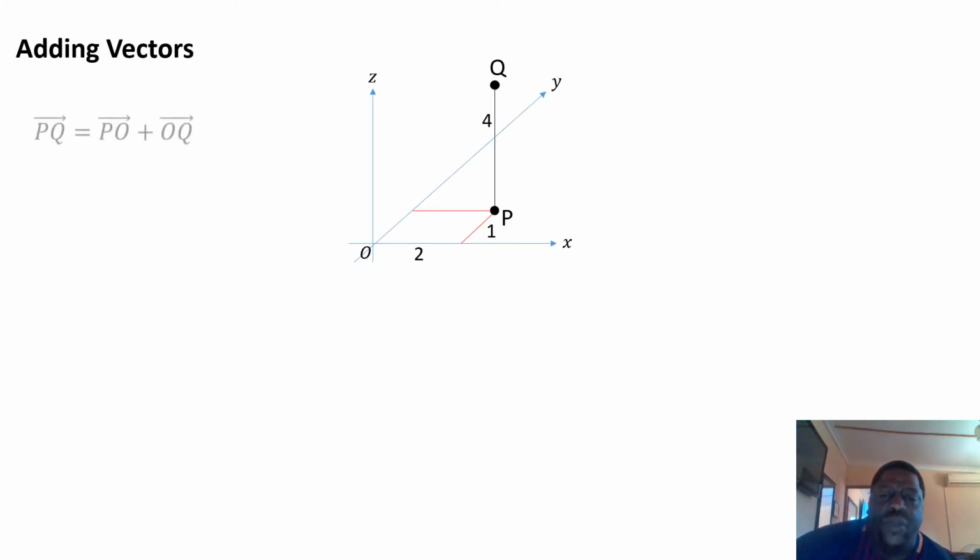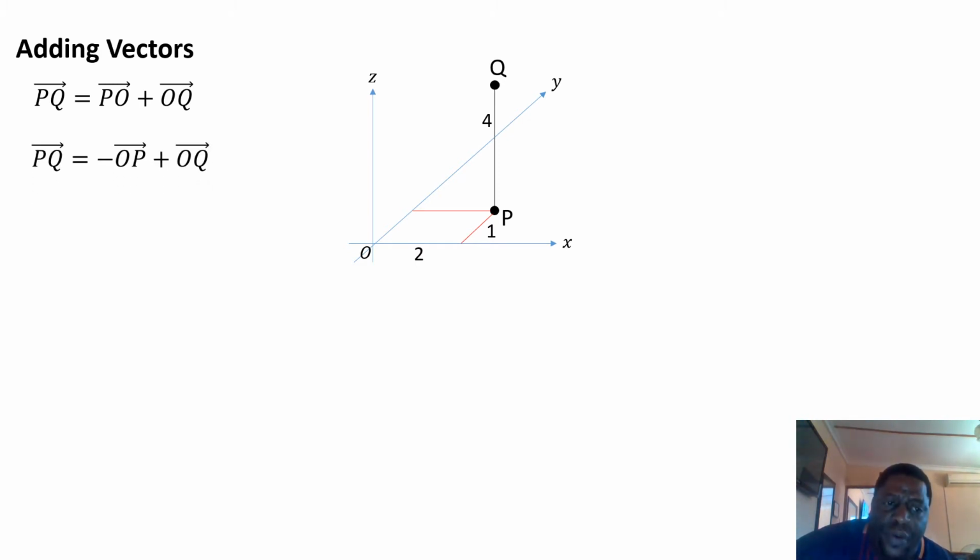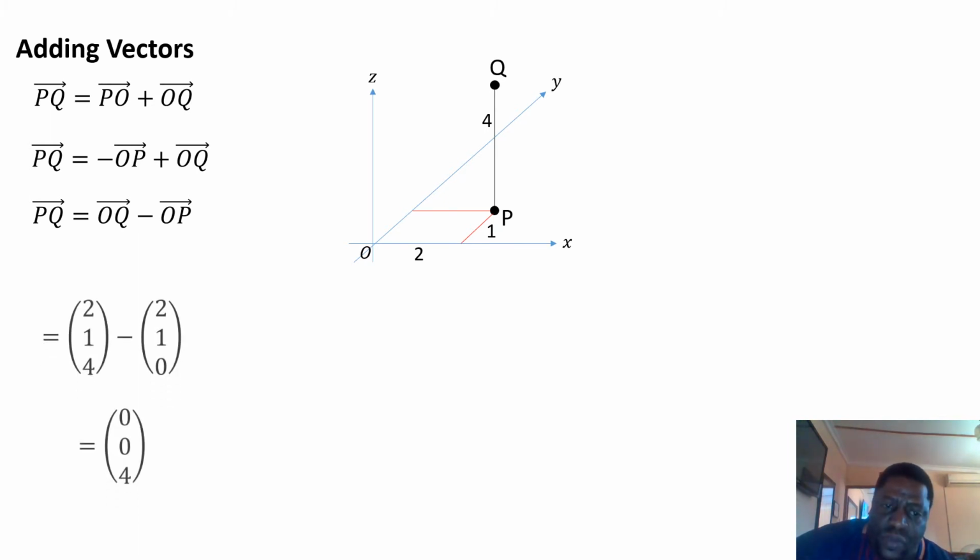All right, so how do we add vectors? So PQ, and we know that adding vectors, P to Q is the same as saying O to P plus O to Q. All right, so O to P. So we have to go all against that, right? We know that from PQ we have to take the second position vector point minus the first one, right? But then what is the OQ? O to Q would be 2, 1, 4.